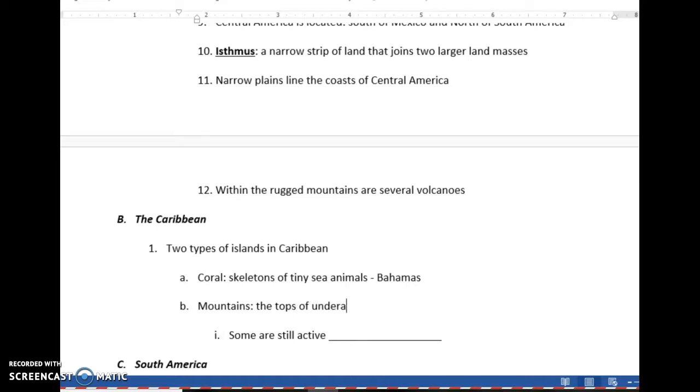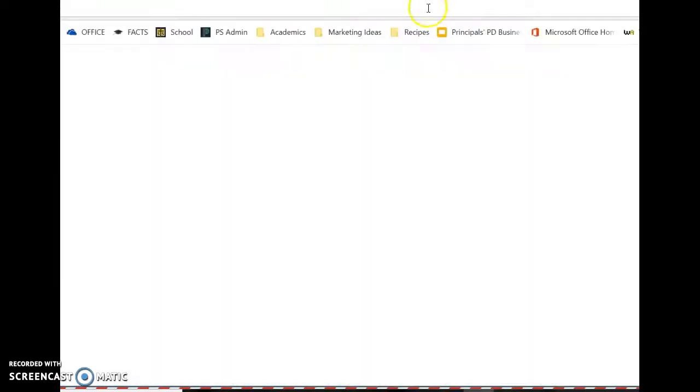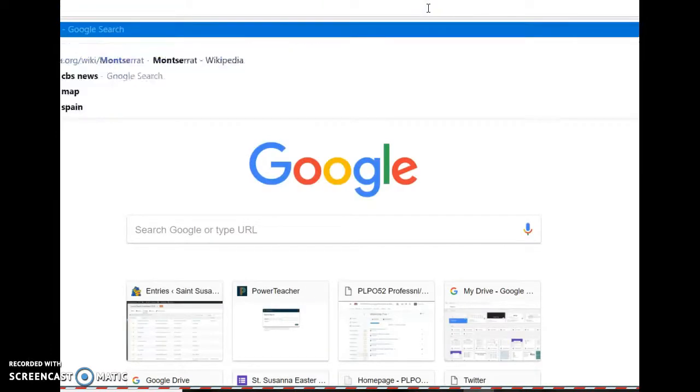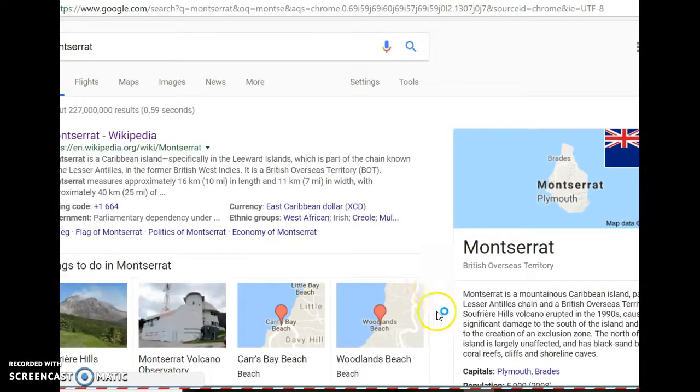Some of these are the tops of underwater mountains. Sometimes we think mountains are only on land. That's not true. They're all over the world, and some of these are still active volcanoes. And I should have pulled this up earlier, but a great example is the island of Montserrat.